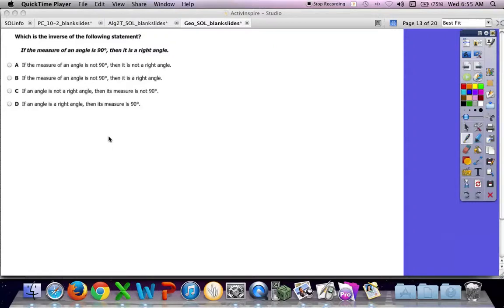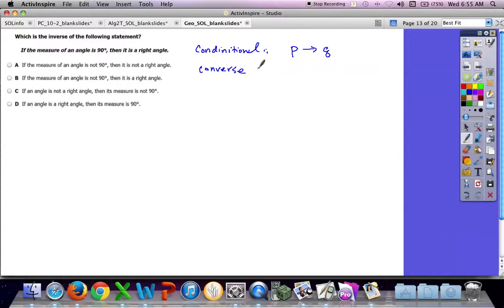Okay, which is the inverse of this statement? Okay, let's remember, we have a conditional statement, which is P, if P, then Q. The converse of the conditional statement is if Q, then P.